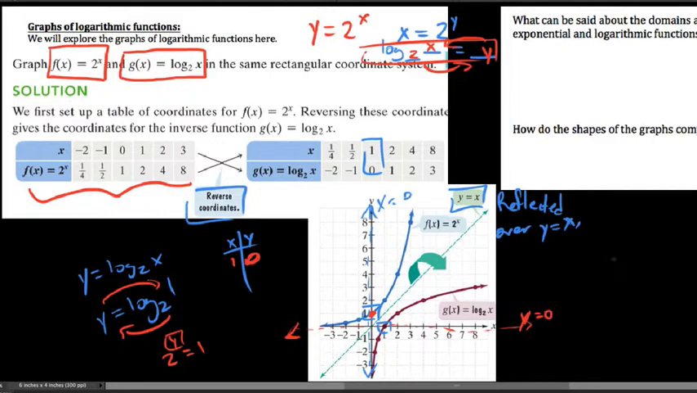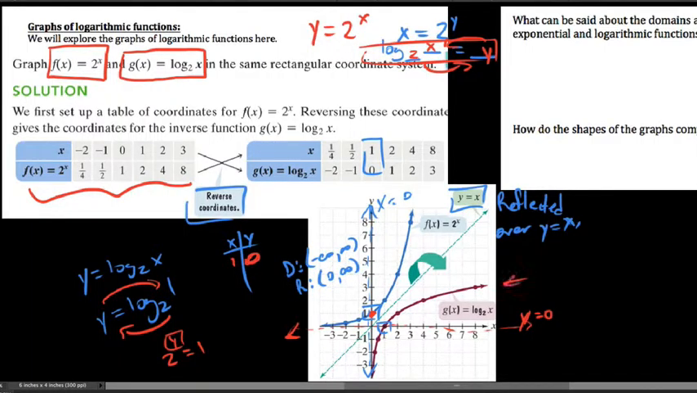So for exponential and logarithmic graphs, what can be said about the domains and ranges of each of these functions? You notice that for the exponential function, its domain is negative infinity to infinity, and its range is 0 to infinity, not including 0.